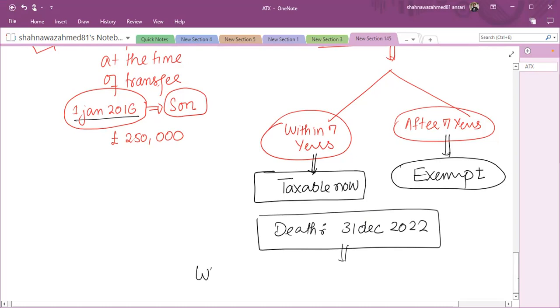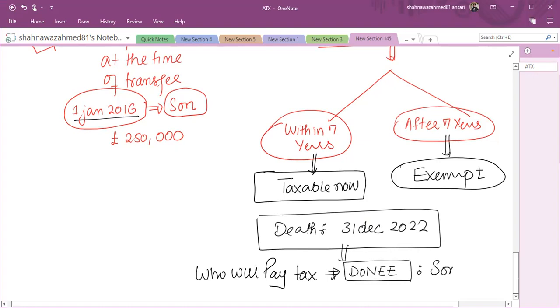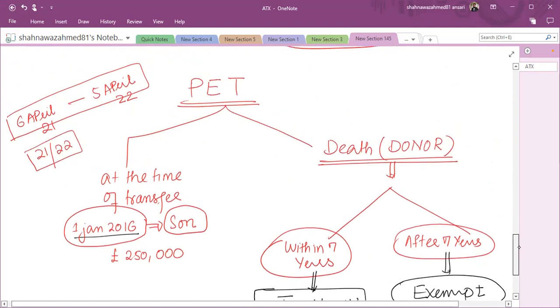Who will pay the tax now? Because the donor has died, who will pay the tax? So the tax is to be paid by the donee, that is, the person who received that gift. In my example, his son will be liable to pay IHT. This is one scenario, right? This is called potentially exempt transfer.